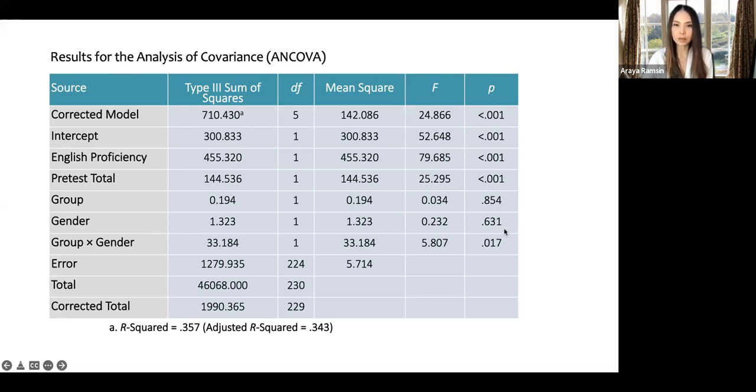Okay, this is also not significant. But again, you can see that this one is significant, 0.017. So that was a significant group by gender interaction effect on the post-test score. This one, we only look at the post-test scores, not the growth score. The previous one was for the growth score, and this one is only the post-test scores.